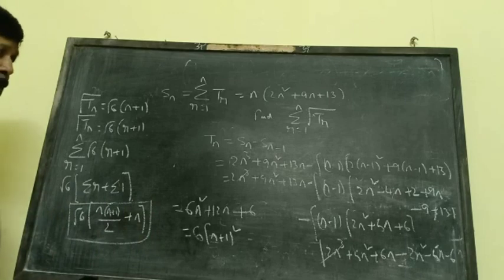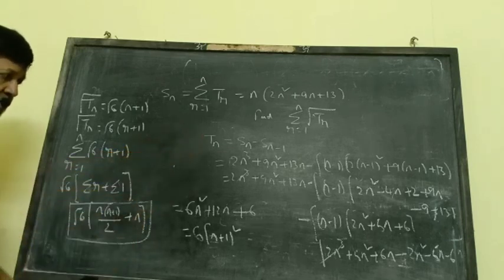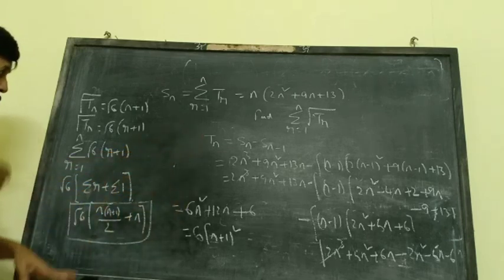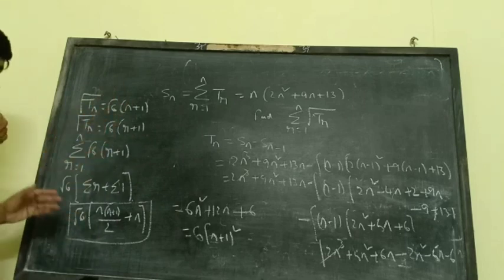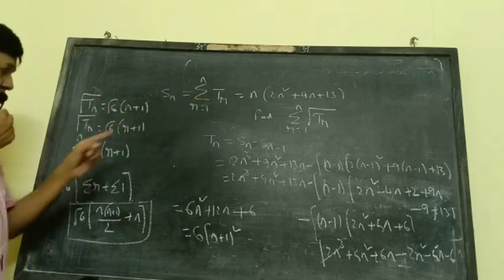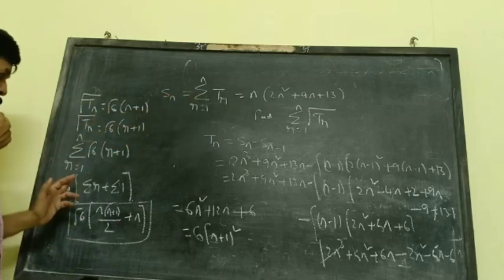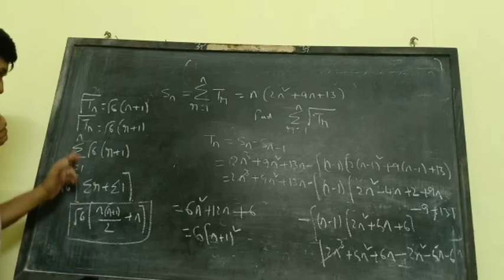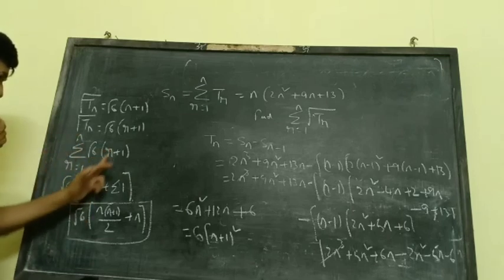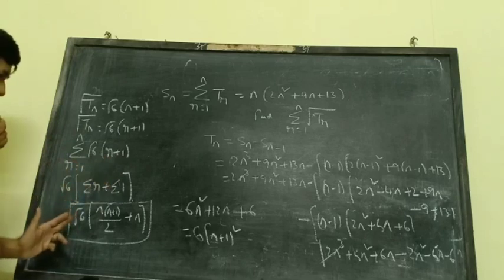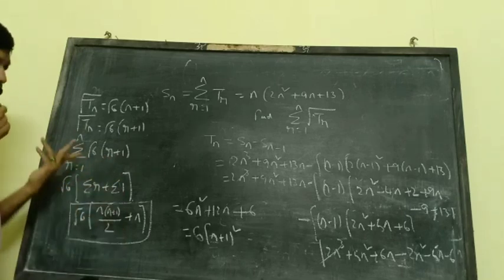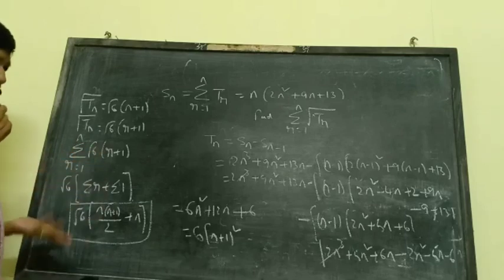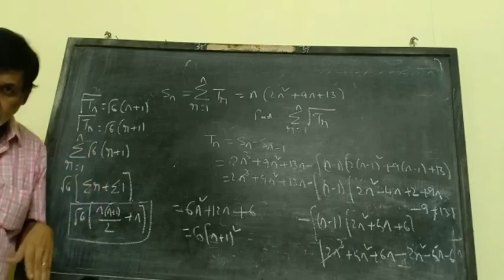Yes, understood? So you have to first calculate Tn, which is Sn minus Sn minus 1. Properly you calculate, you get Tn like this. Then root Tn you calculate, then substitute. See here, r value ranges 1 to n. So sigma r plus sigma 1. Sigma r, r equal to 1 to n, is n into n plus 1. Sigma 1 is n, hence we can complete this problem. Yes, understood? Right.